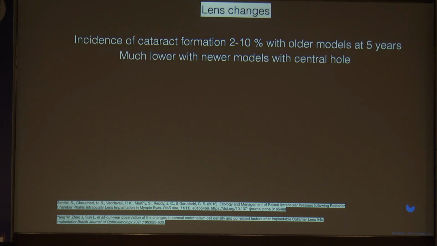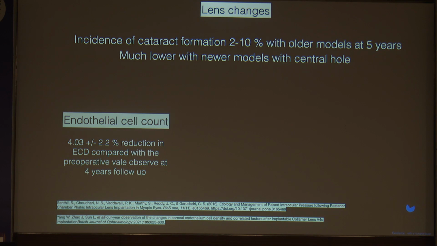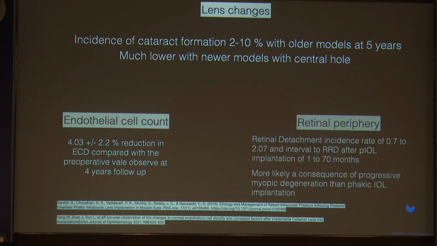Lens changes are also much lower now. You don't really see them too commonly with the newer models. They were more common with the older variants. Endothelial cell count, though you do see some reduction on specular, but decompensation, etc., happening is very, very rare with the posterior chamber phakic IOLs.